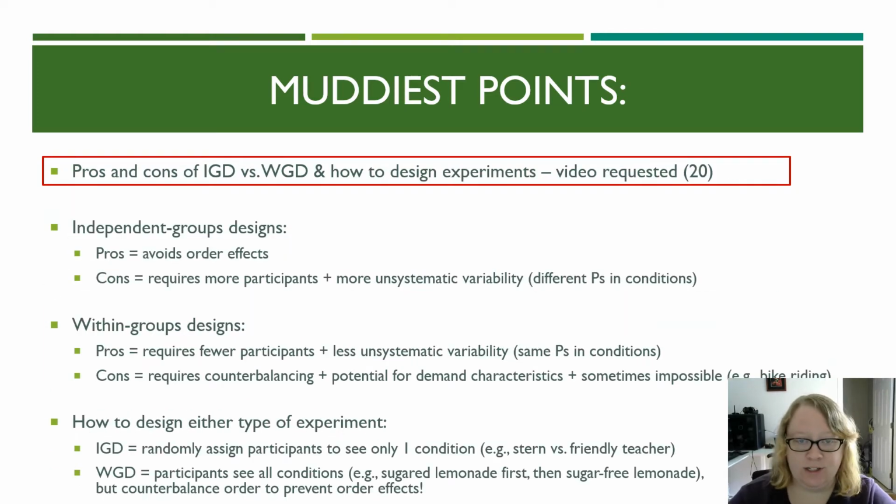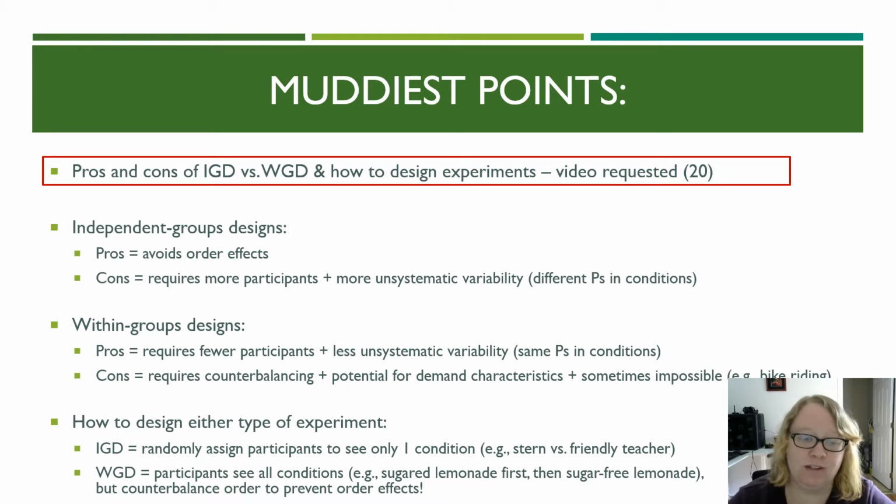Okay, so let's jump right into the most common muddiest point, and that was pros and cons of independent groups designs versus within groups designs, as well as how to design experiments where you turn an independent variable into either independent groups or within groups designs, like in activity number 2 in our week 4 module. All right, so first off, pros and cons of each of these design types.